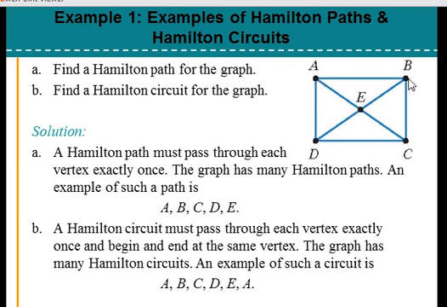So we went through each and every vertex, and we ended up where we started. We started at point A, we ended up at point A. We didn't go through any vertex twice. You can't go through any vertex twice. You recall when we did the Euler path and the Euler circuit, we couldn't go through any edge twice. So now we can't go through any vertex twice. And we have to end up where we started when we look for a Hamilton circuit.